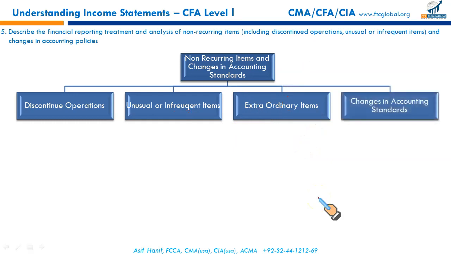Next, changes in accounting standards. When the accounting standards are revised, new accounting standards keep on coming, like revenue recognition has been replaced. There are many changes in the financial instruments. So revenue recognition standard has been revised, and then further updates in standards keep on coming. So whenever there is a change in accounting standard, how do we report it?